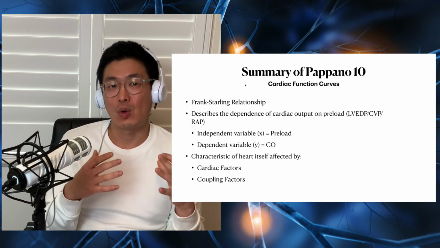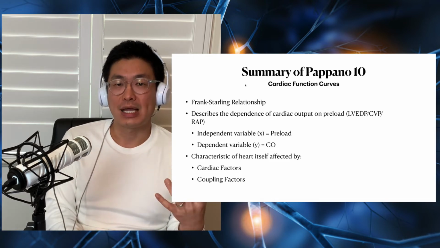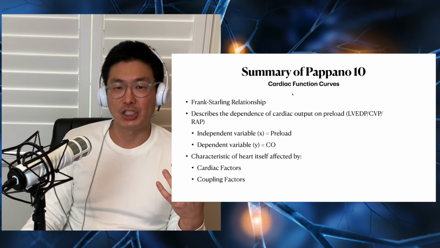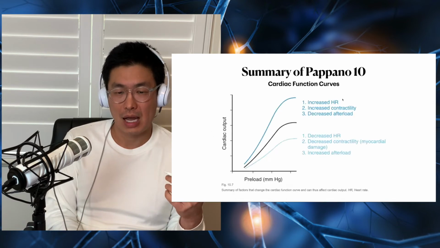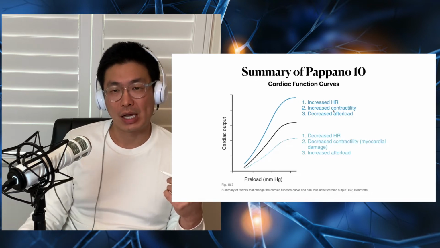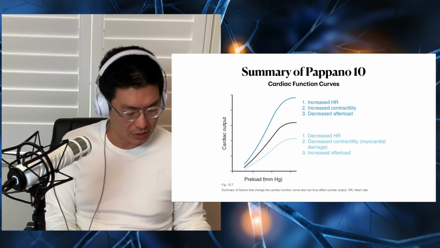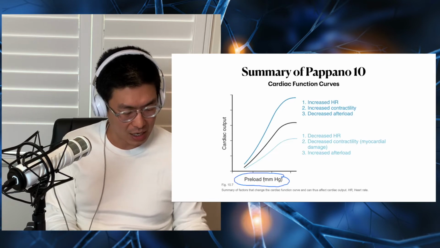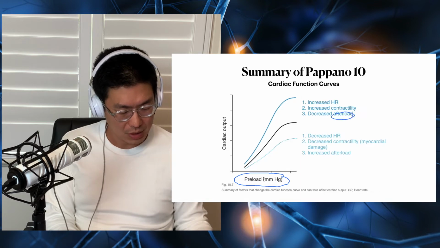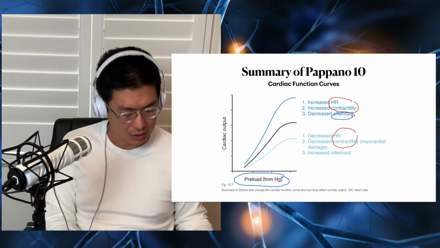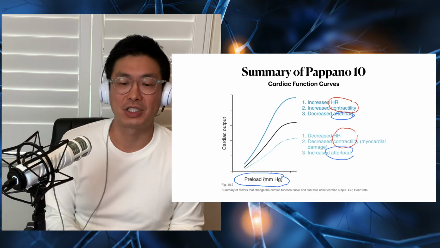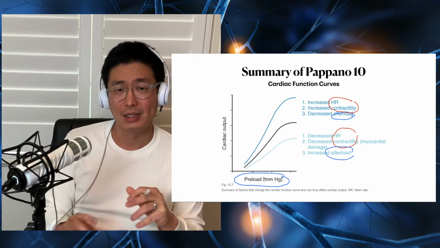In other words, when you look at the graph, you will see that the things that change it are both cardiac factors, so that's heart rate and contractility, and also coupling factors. The coupling factors are afterload and preload on the x-axis. So coupling factors are preload and afterload, and then your cardiac factors are heart rate and contractility. And you can see that the cardiac function curves are affected by all that.